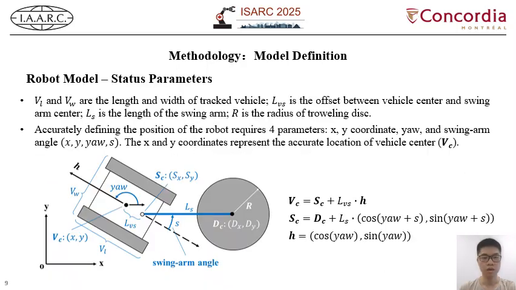Apart from basic geometry parameters, accurately defining the position of the robot requires four parameters: x, y coordinates of the robot control point, yaw of the vehicle, and the swimming arm angle.